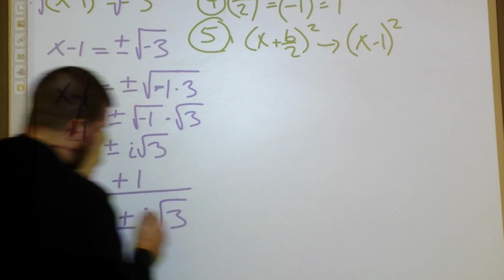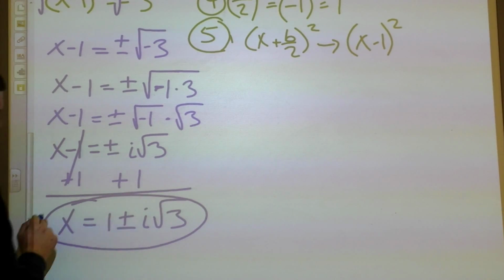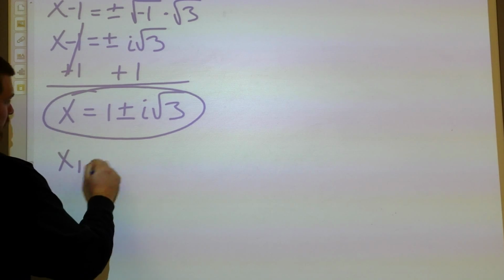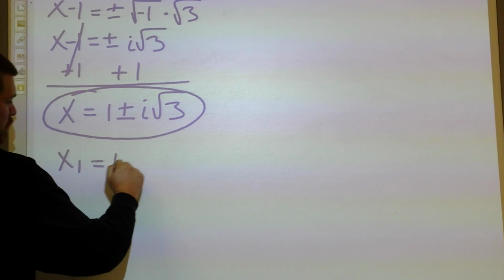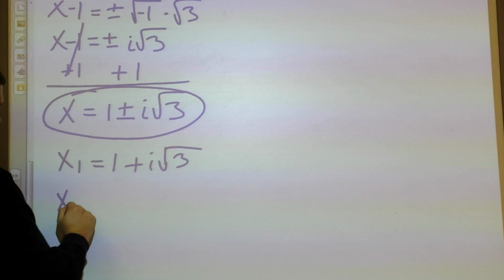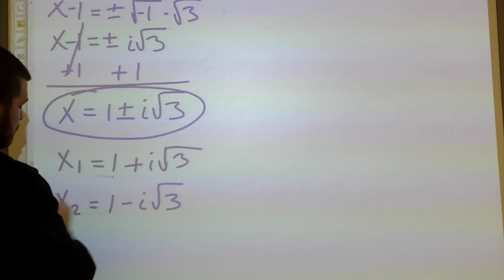And I could leave my final answer like this. I have x by itself, so that's totally okay. Or if you want to, you can split it up into two separate equations. So my first answer is 1 plus i square root of 3. My second answer is 1 minus i square root of 3.